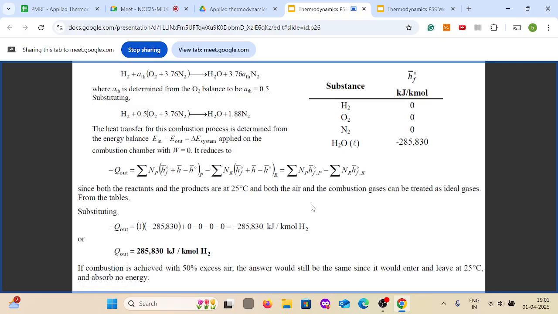Then the air which is coming in at 25 degrees Celsius has to rise to the product temperature, so it will take away some amount of the heat which is generated. In that case, whatever heat is transferred across the combustion chamber outside the boundary will reduce. Here both the product and the reactant are at 25 degrees Celsius. So even though during the combustion the temperature would have increased, when it releases that heat while coming back to 25 degrees Celsius, your heat will not change. So Q out will remain the same as 285830 kilojoule per kilomole.